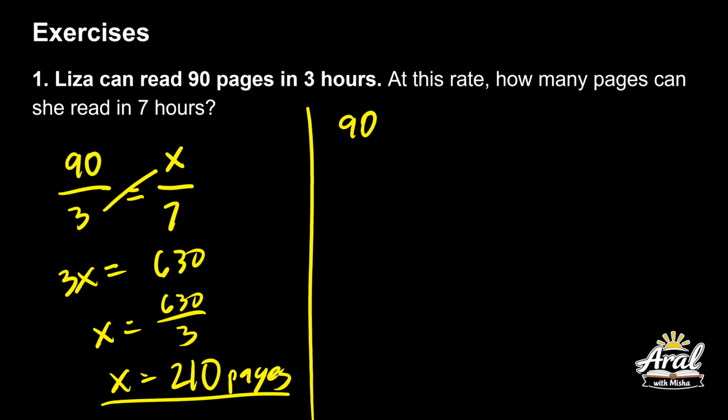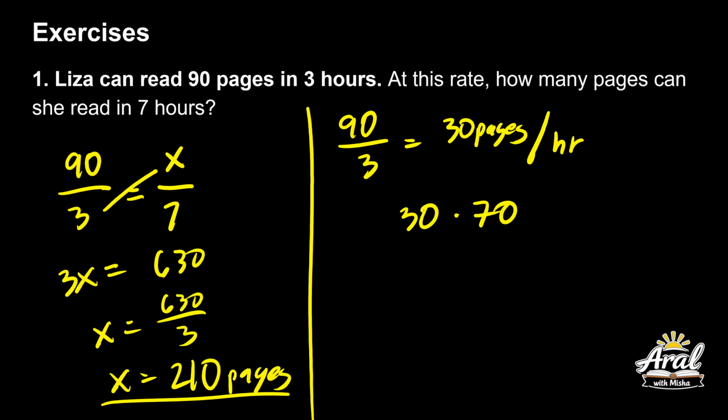Okay, pakita ko rin yung unit rate. Okay, 90 pages per 3 hours, di ba? So, equals to, that's 30 pages per hour. So, how many in 7 hours? So, 30 times, i-multiply mo lang by 7. Okay? So, 30 times 7.